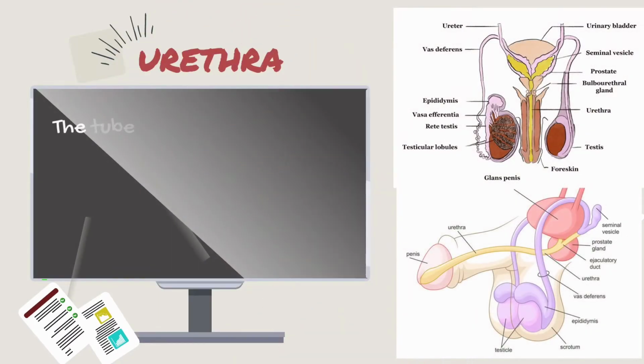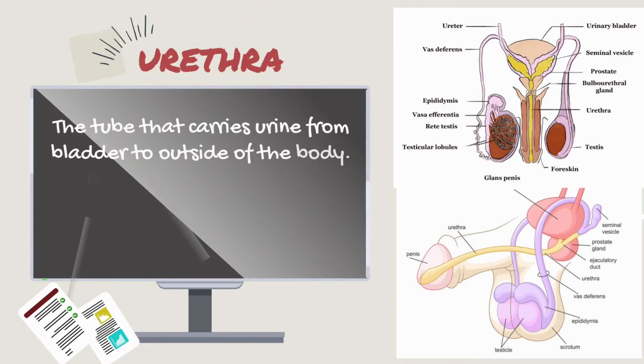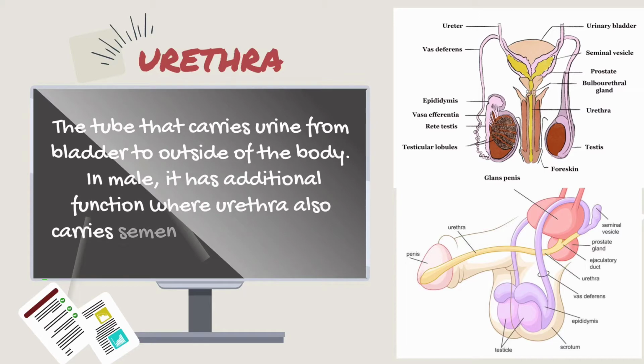Urethra is the tube that carries urine from the bladder to the outside of the body. However, there is a different function of urethra between female and male. In male, it has the additional function of ejaculating the semen.